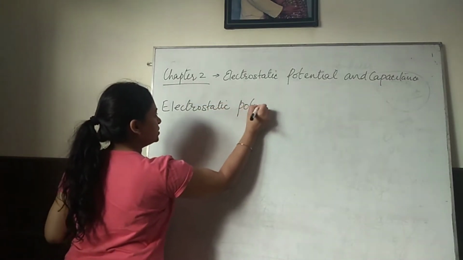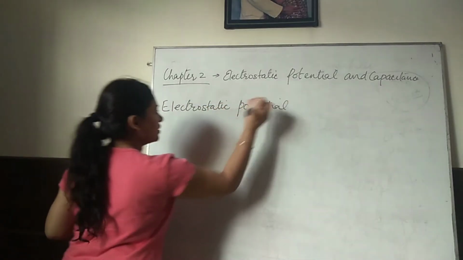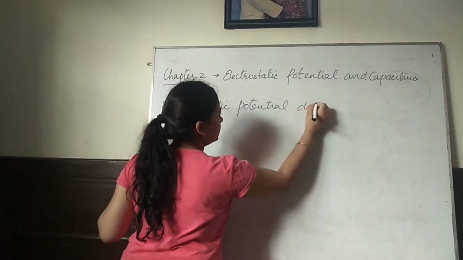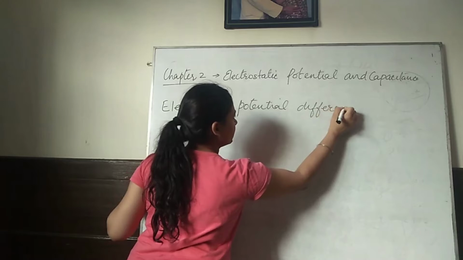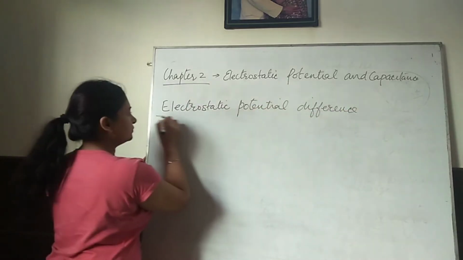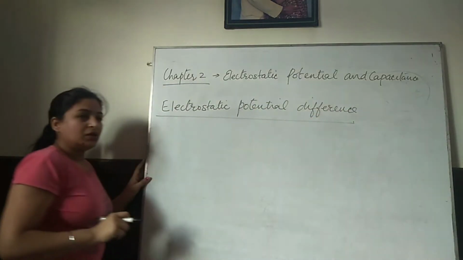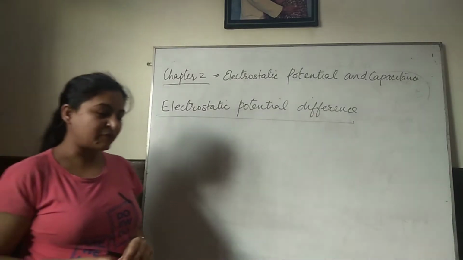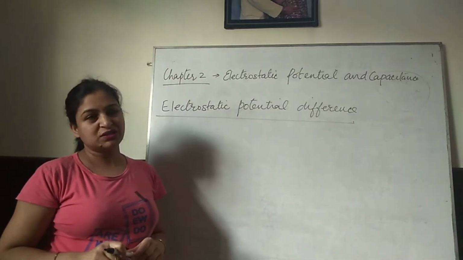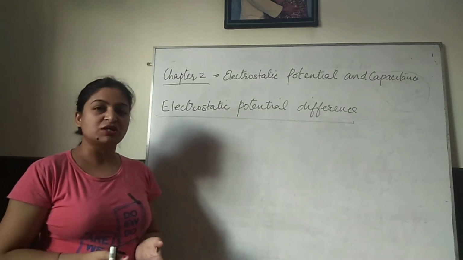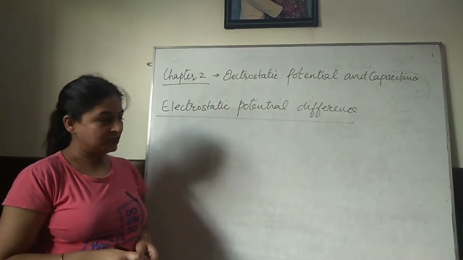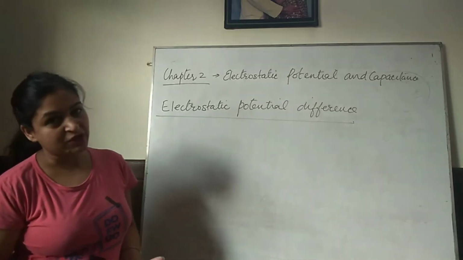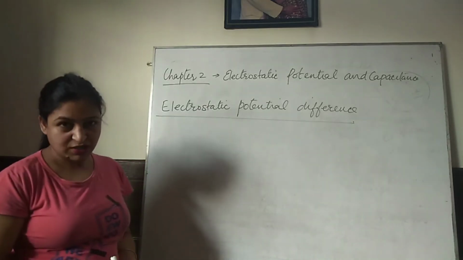Electrostatic potential. First, let me define what is electrostatic potential difference. Electric field is what? In the last chapter we have discussed electric field is what? This is just the space around the charge in which its influence can be felt. And potential is what? How much influence can be felt, how strong the charge is.